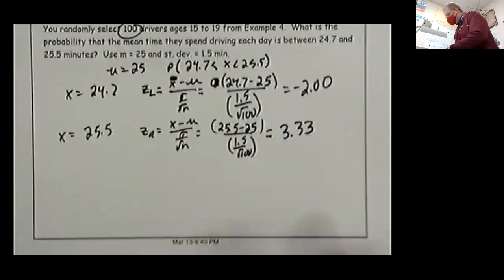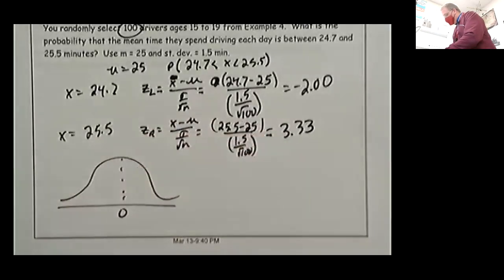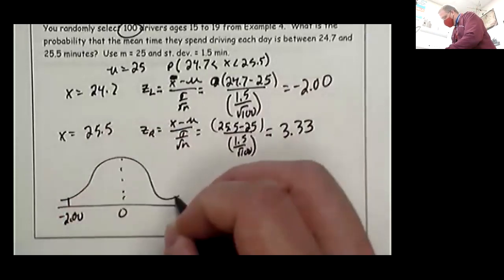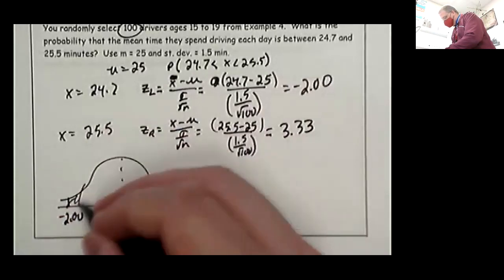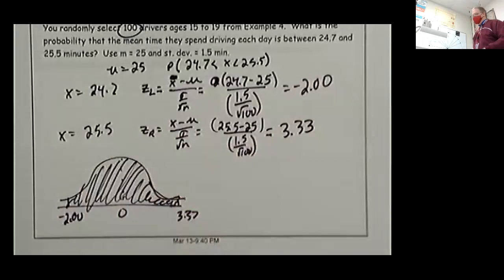So if we look at a picture of that, we're back to standard normal distribution. So our mean is 0. We're way left at negative 2. We're even further right at 3.33. Well, that's like almost everything under the graph. So this will probably be in the 90s, probably in the high 90s.